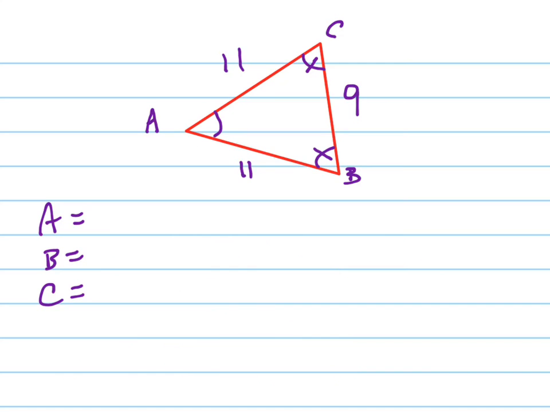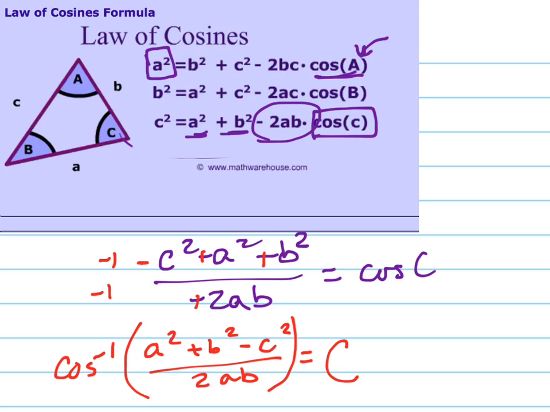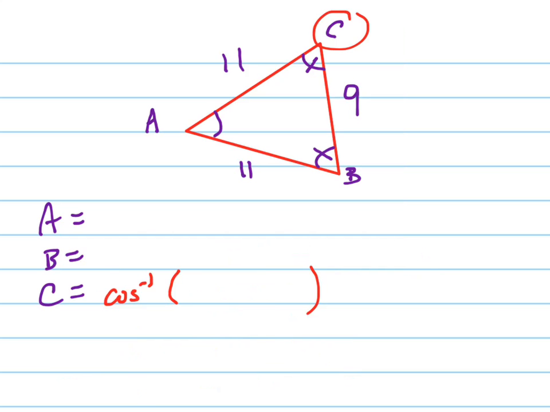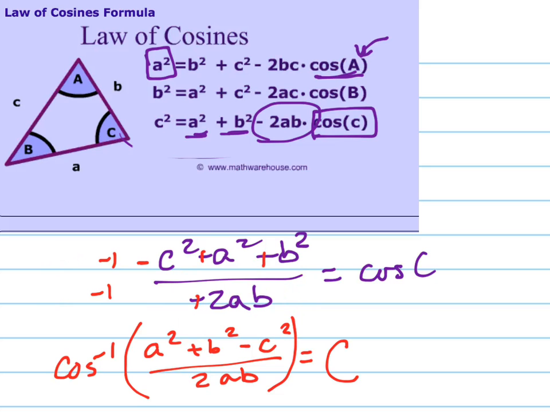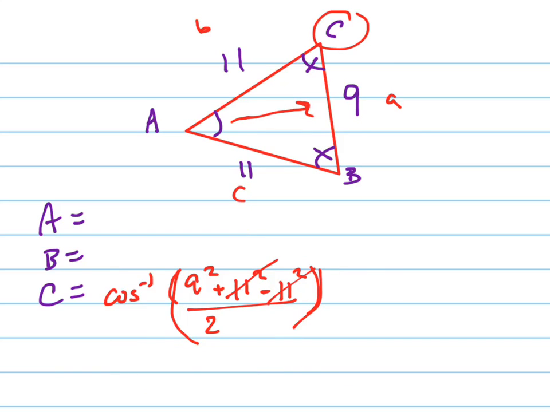If I want to find angle C, I'm going to take the cosine inverse of A squared plus B squared minus C squared, that's A, that's B, and that's C, A squared plus B squared minus C squared. So you'll notice that those are going to cancel out right away, all over 2AB.